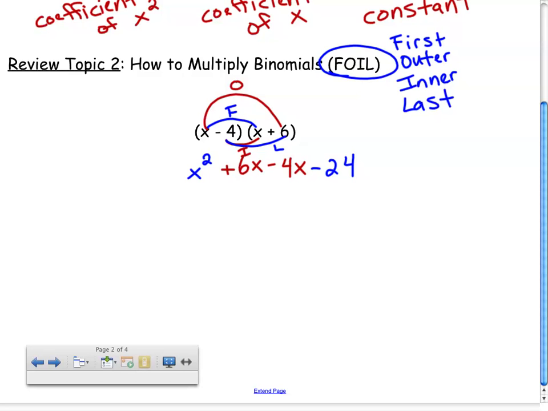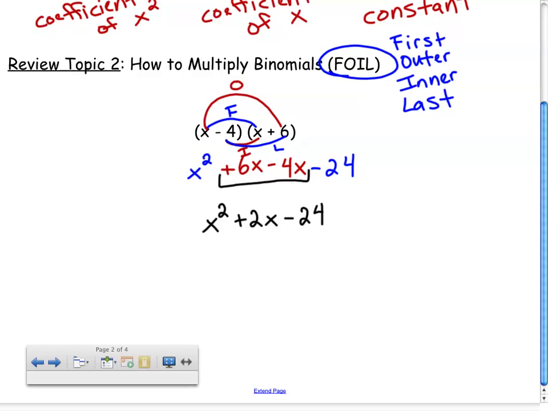Now what happens is a lot of the times when you multiply two binomials, two of the terms end up being able to be combined. And you can see here, the two middle terms, 6x and negative 4x, are like terms, which means you can combine them. And what that gives me as a final simplified result is x squared plus 2x minus 24.